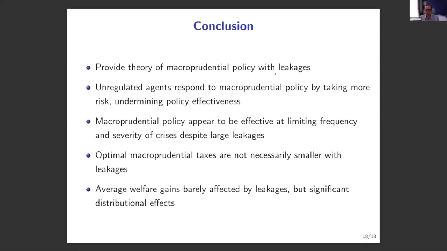Macroprudential policy appears to still be effective at limiting both the frequency and severity of crises, even in the presence of large leakages. Now, when we look at optimal policy and optimal taxes, we find that they're not necessarily made smaller by the leakages. There are two forces at play here, but it's absolutely possible, and it is the case in our quantitative work, that the taxes are optimally chosen to be higher when there are leakages. And then we also want to show that the average welfare gains are barely affected by leakages, despite significant disparities across groups of agents. Thank you.